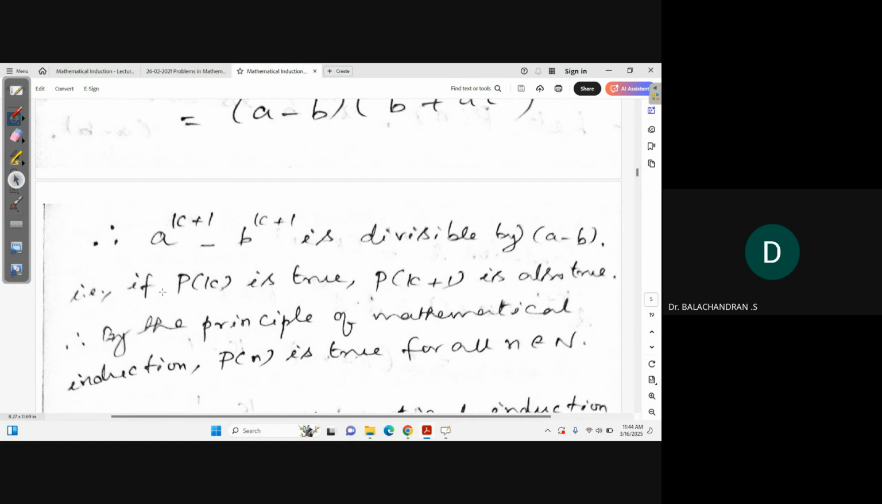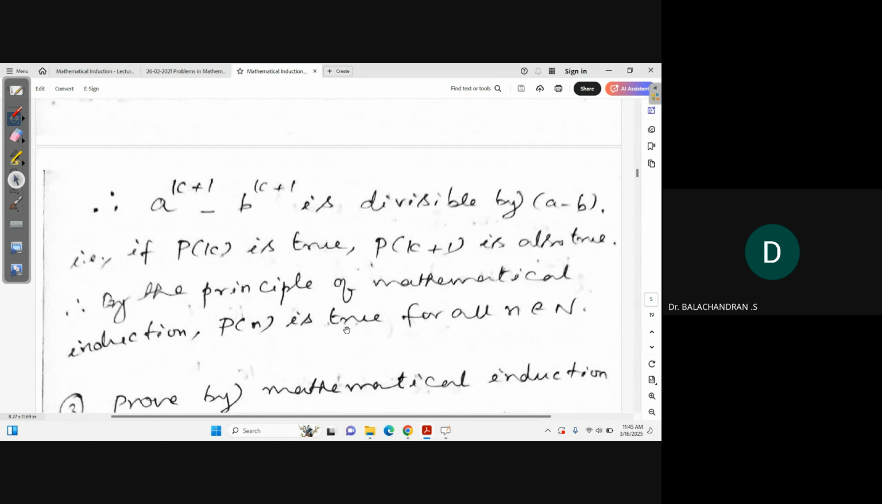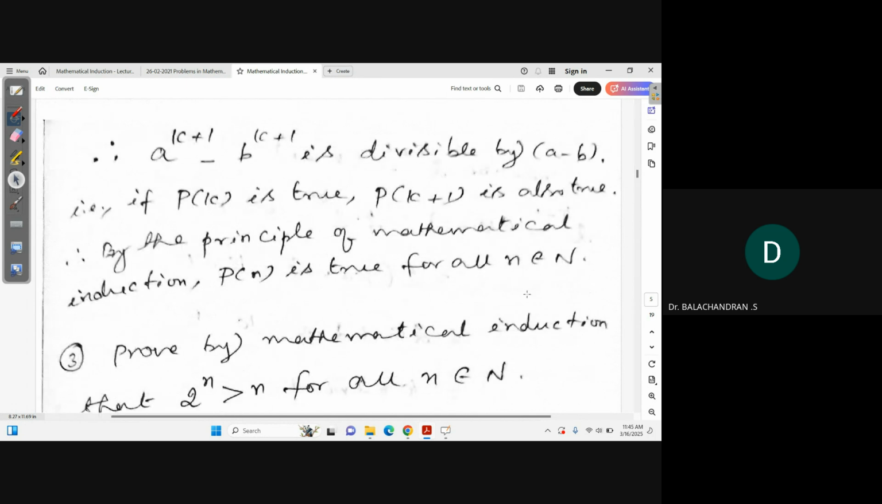Therefore, if P of k is true, P of k plus 1 is also true. Under the assumption, we assumed P of k is true. Now we proved P of k plus 1 is also true. Therefore, by the principle of mathematical induction, P of n is true for all n belonging to natural numbers. So if you write these two lines, it is better. That's why I told you.